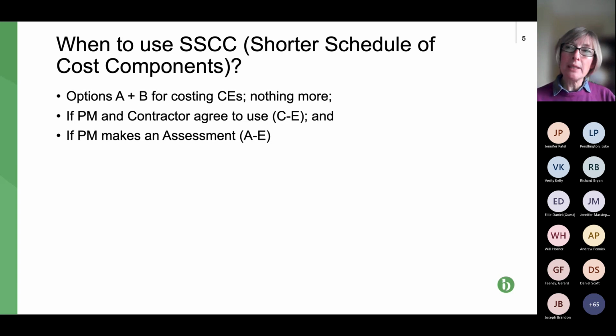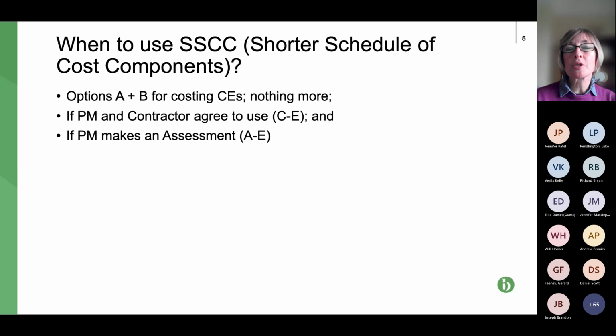So again, really important, probably not quite as important as for the options C, D and E, but in my experience, quite often projects have huge numbers of compensation events. And of course, without the ability to claim for them, projects are going to go awry in most cases. So still important.